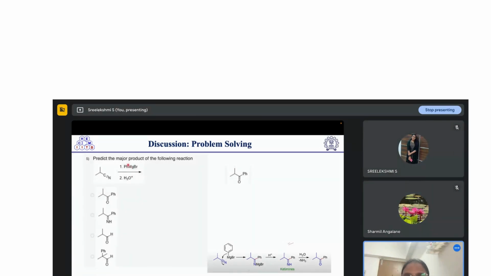So first this phenyl group will add on to this carbon, then this bond will shift to here, and that will form N-MgBr, and then that will be converted into this ketimine, and then upon hydrolysis this double bond NH will be converted into double bond O.